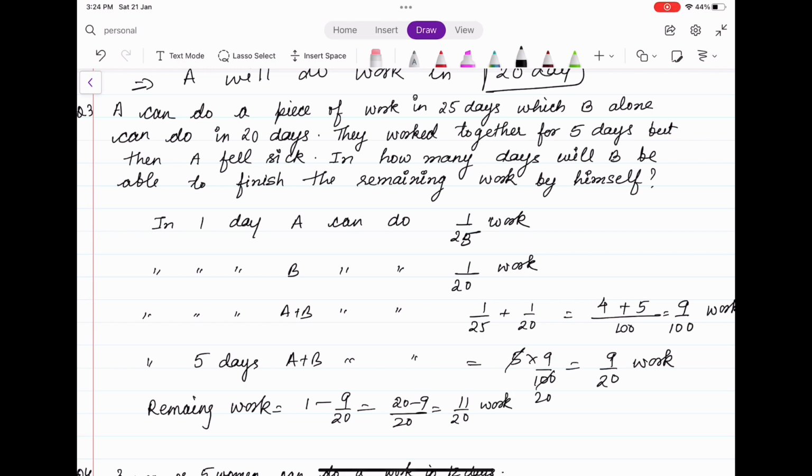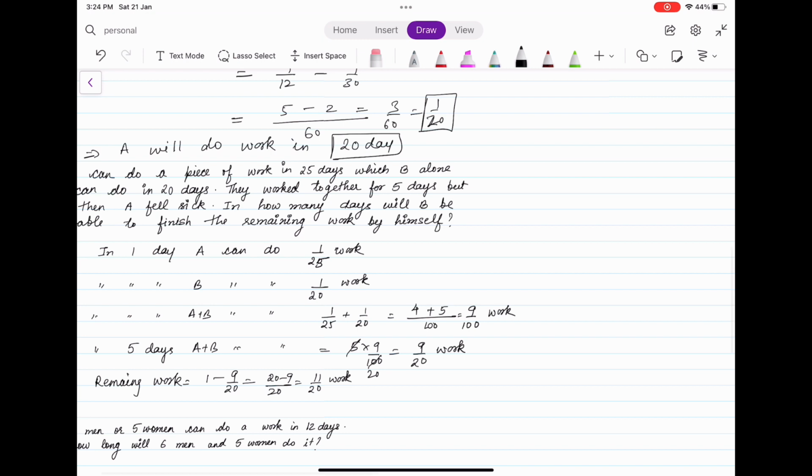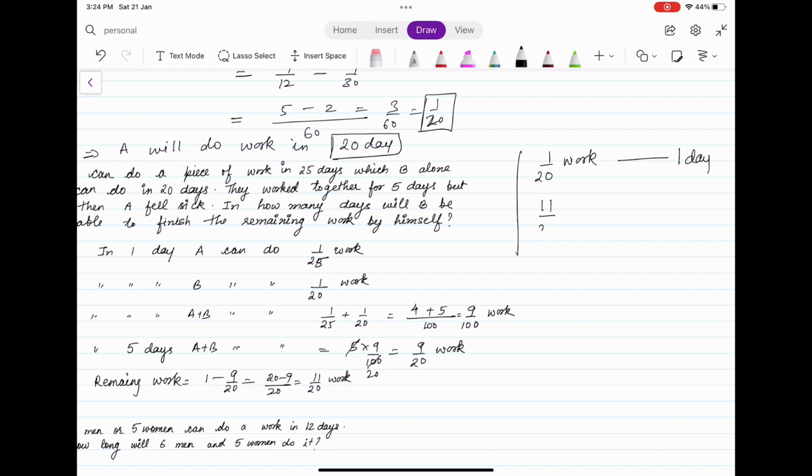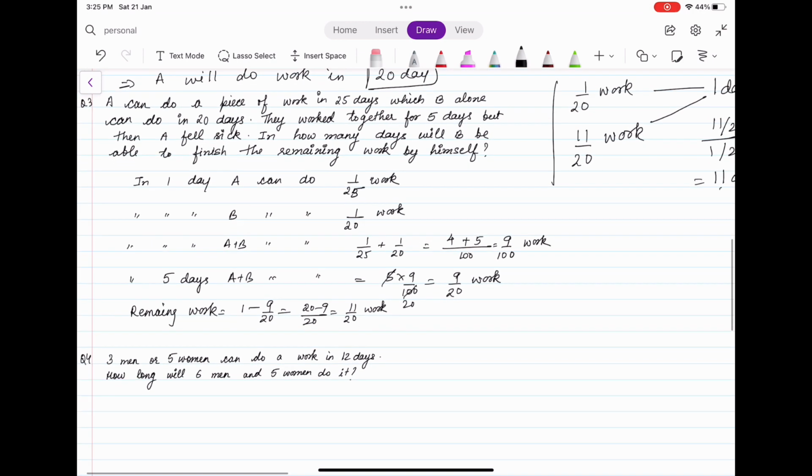Now 11 by 20 work is left, and we know that B can do a piece of work. B के लिए क्या बोला है? 1 by 20 वर्क B एक दिन में करता है. तो 11 by 20 वर्क कितने दिन में करेगा? Cross unitary method, 11 by 20 divided by 1 by 20, that will be 11 days. So here we get the answer for this one.